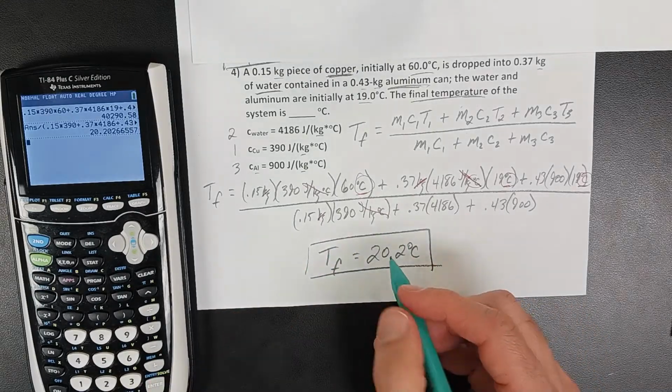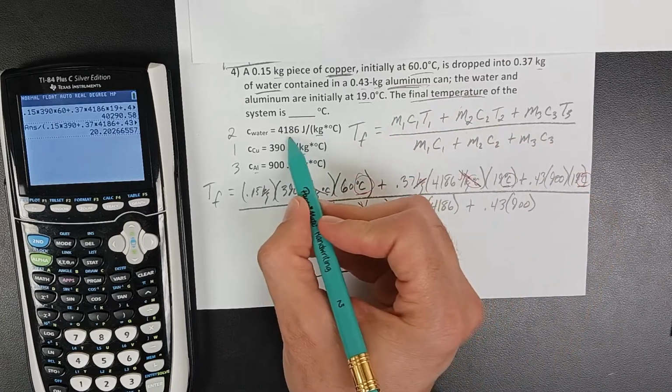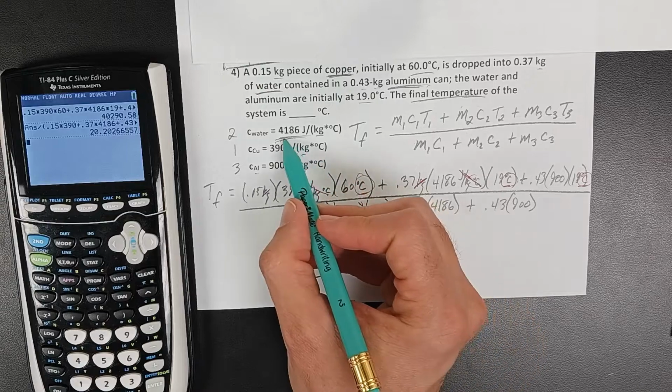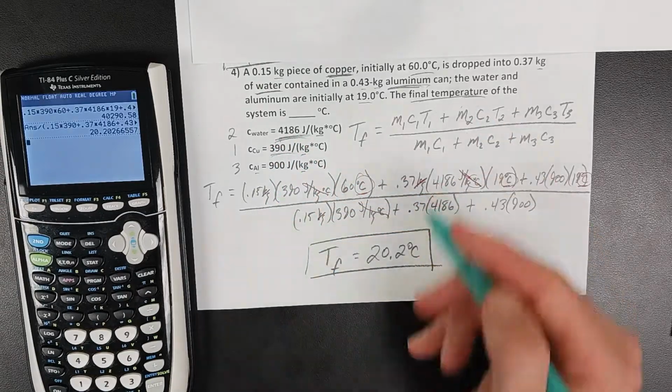So that water and that aluminum do not change temperature very much because of the water's high specific heat. The water heats up just a little bit, while the copper cools down by nearly 40 degrees.